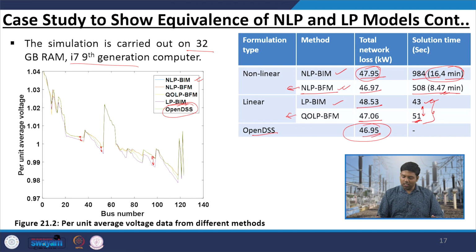Okay. So, we can see that QOLP-BFM is a good algorithm if you want to solve the radial distribution network. With this I will end today's lecture, and we will continue with this formulation part in the next class. Thank you.